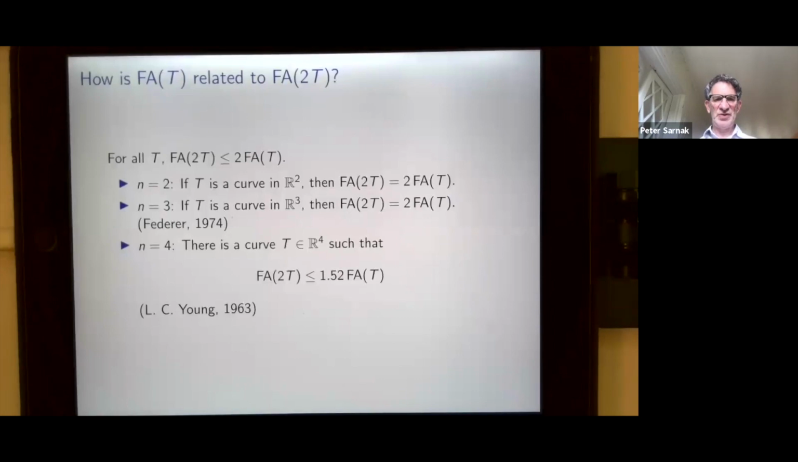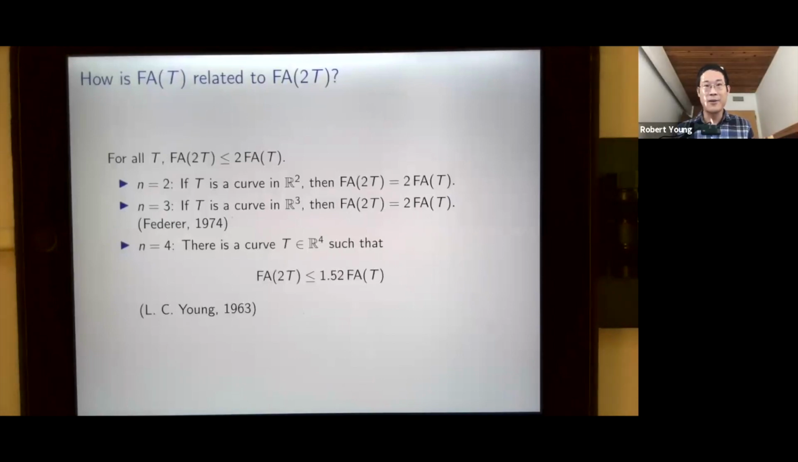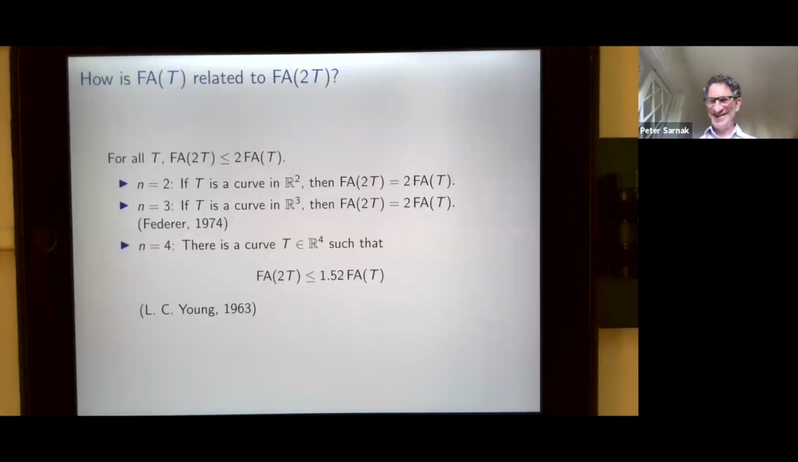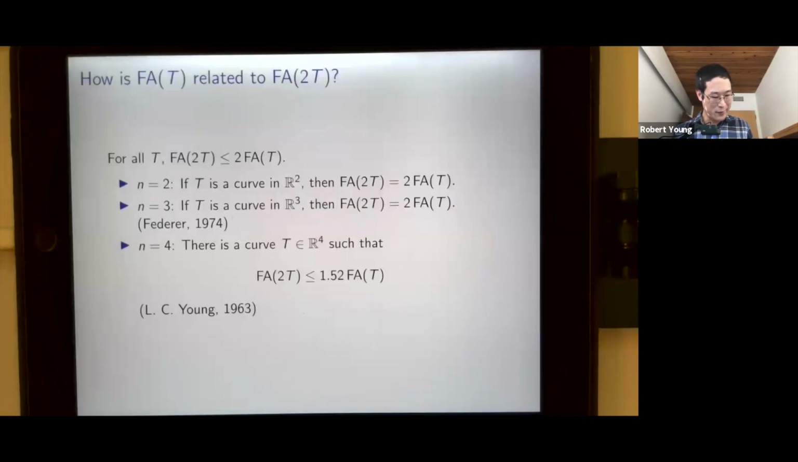What's the smallest you could make that number? Yeah, that's the question. That's what I want to talk about today. Oh, okay, sorry. But we'll get to that.